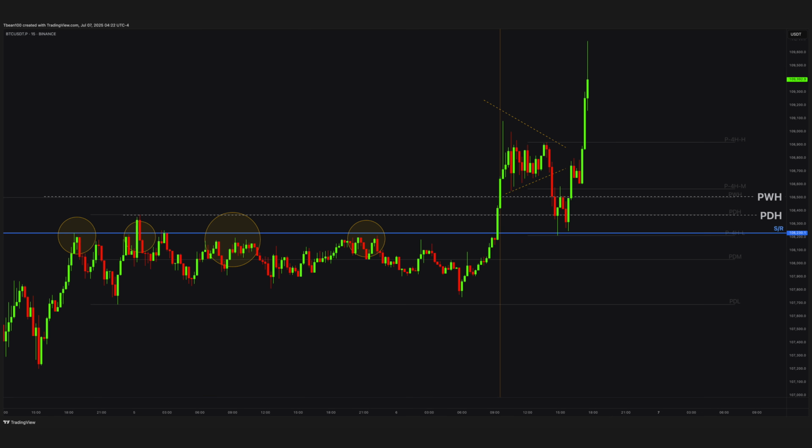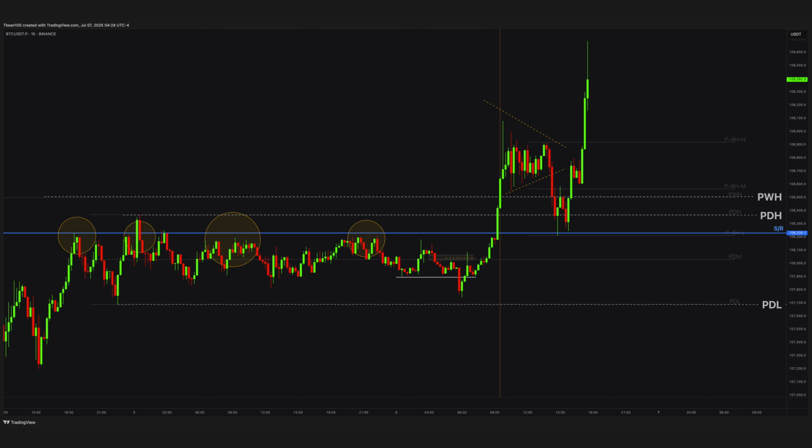I have to talk about a very specific thing here. This is the PDL level, the previous day's low level. Just look at it carefully. Price is extremely close, hunting the PDL. But it's also not far away from the PDH as well, the high level.